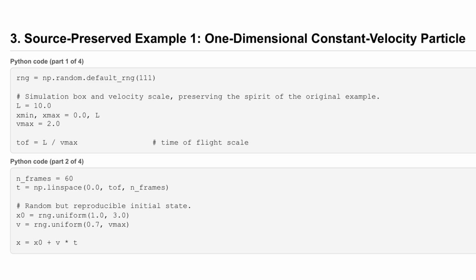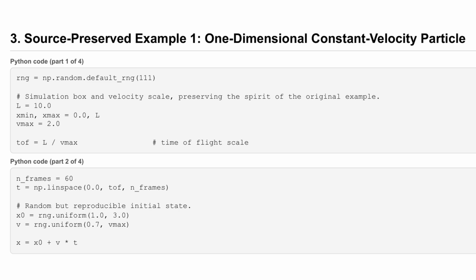Moving into the code implementation for our single particle, we initialize a random number generator with a fixed seed to ensure reproducibility. We then define our physical bounds with a box length of 10 meters and a maximum velocity of 2 meters per second. Using these boundaries, we establish our time array across 60 frames and sample a random initial position and velocity.